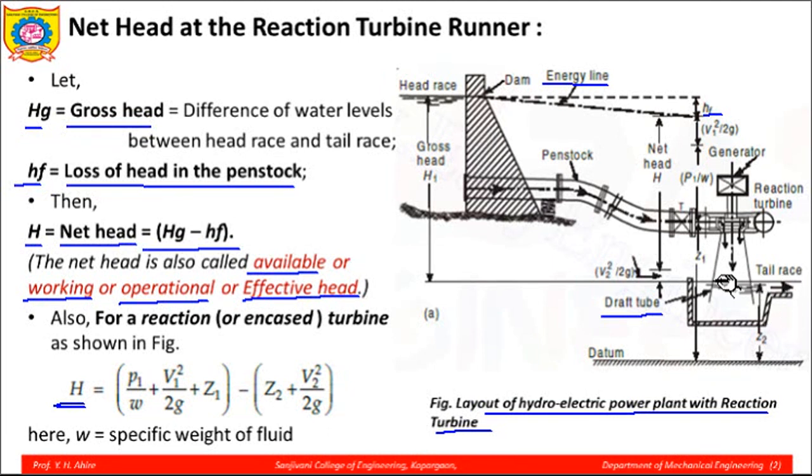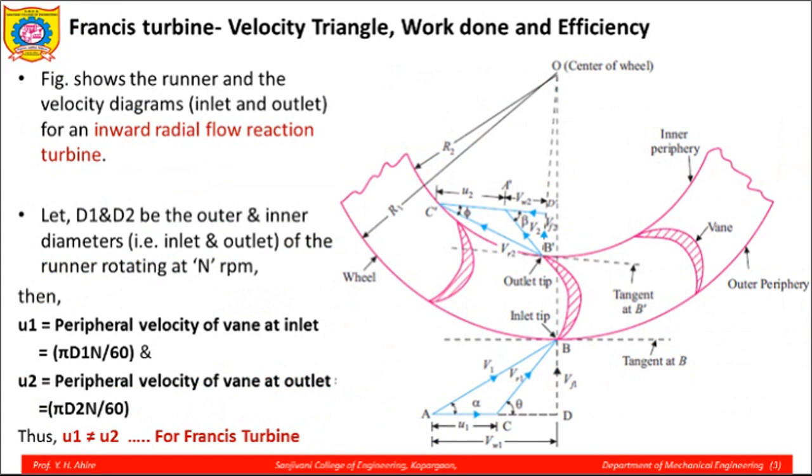This is at the tail race level. So Z2 is the datum head for tail race water level, and V2 square by 2g is nothing but the kinetic head of the water leaving the draft tube. So the difference of these two also gives you the net head over the reaction turbine runner. This formula is very important in solving the numericals. Some typical complicated numericals can be solved using this formula of a reaction water turbine.